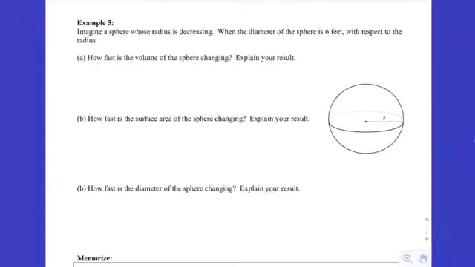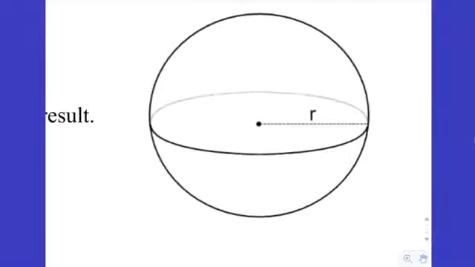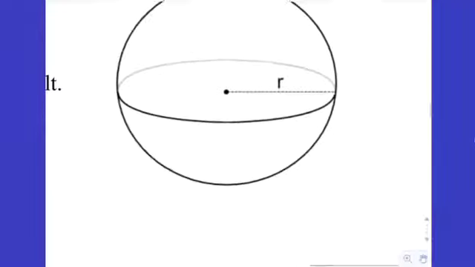Okay. This kind of has a taste of the types of questions we'll be looking at later in the year called related rates. This one's different, though, because we're looking at how fast a shape is changing with respect to another dimension of that same structure. So we have a sphere. Here is a depiction of a sphere. The critical measurement in any sphere is its radius.